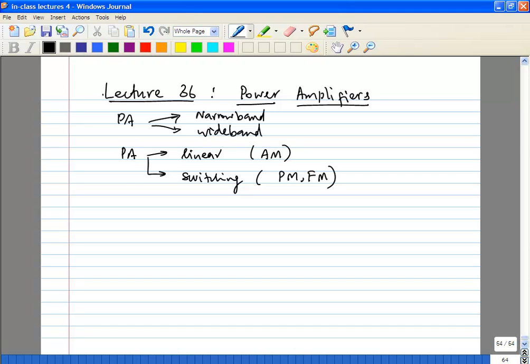So the switching PAs are typically constant envelope. So the output envelope, the output amplitude does not change significantly with input amplitude. Whereas in linear PAs, you get some specific gain, almost like an amplitude, like a voltage gain.